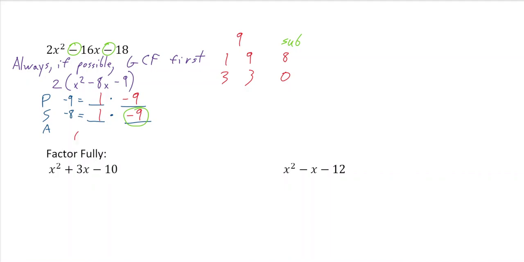Writing all this stuff down one more time, x plus 1 and x minus 9, but we cannot forget to include our GCF of 2. We just put that out in front. So our final answer looks like this.